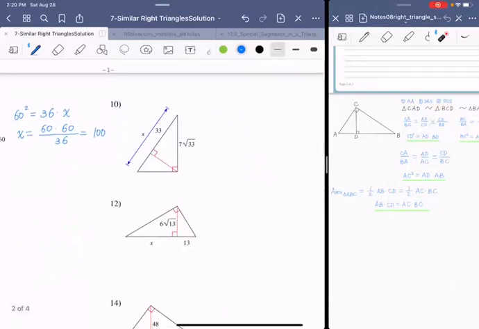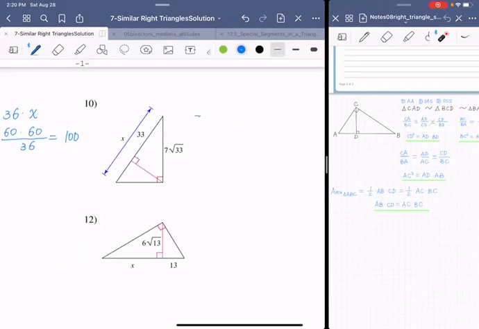Now, Abby, number 10. 7 times square root of 33 squared equals x times 33. The left is 49 times 33. So x equals 49. Very good. Okay.